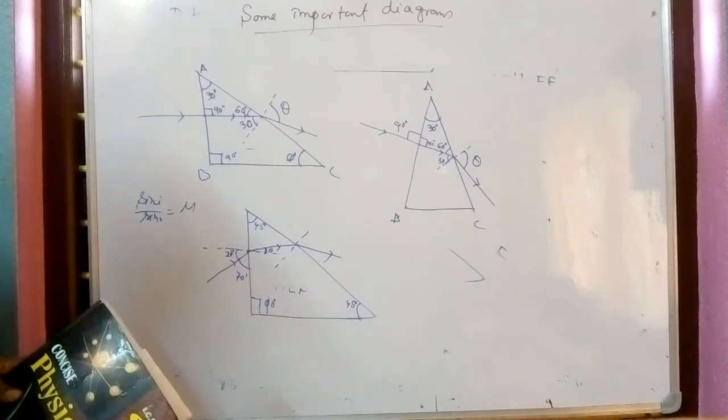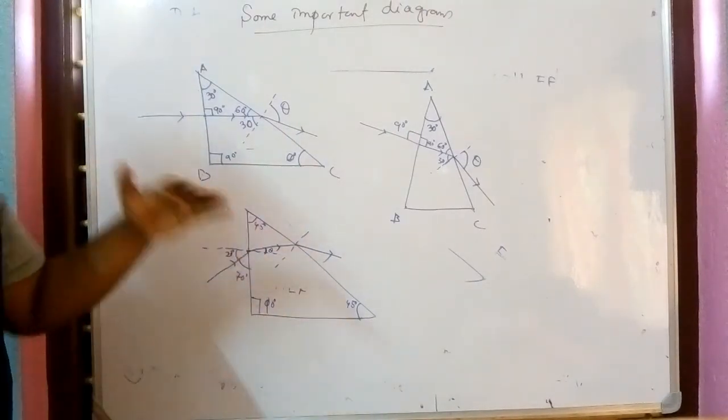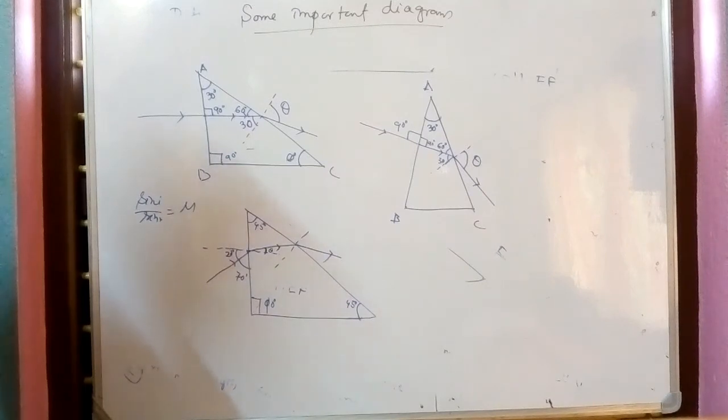Okay, so these three diagrams are drawn in your book, so that's why I have drawn it. Okay, whenever we practice the year paper, then we will get many more diagrams like this, and we will practice at that time.